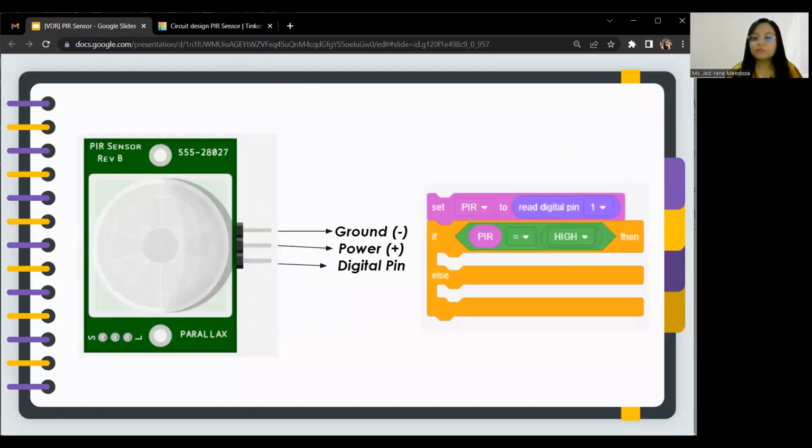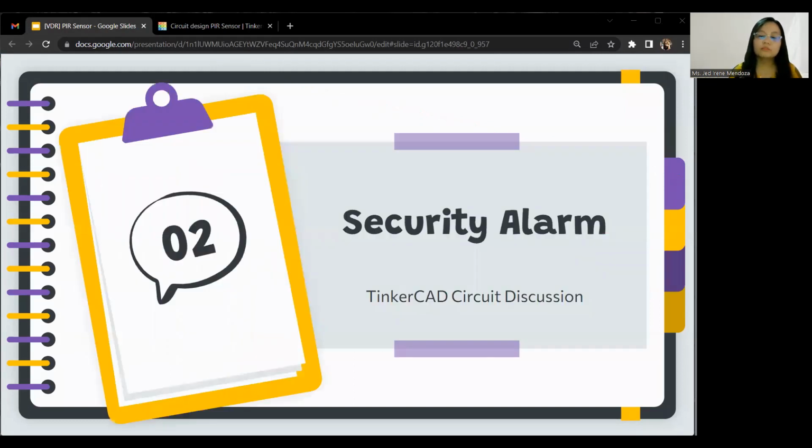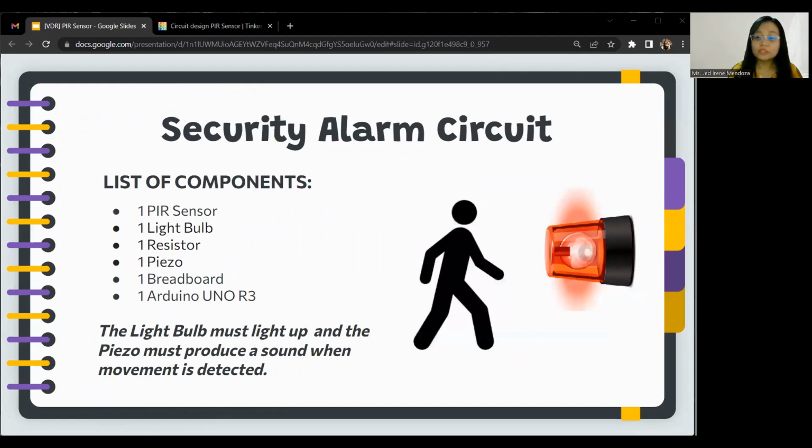Now, if you don't have any more questions, we will discuss a very simple circuit, which is the security alarm. Again, for the security alarm, you need to use the following components. Of course, the PIR sensor, light bulb, resistor, piezo, breadboard, and then Arduino Uno R3. We discussed these components last week, so I hope you can still remember them.